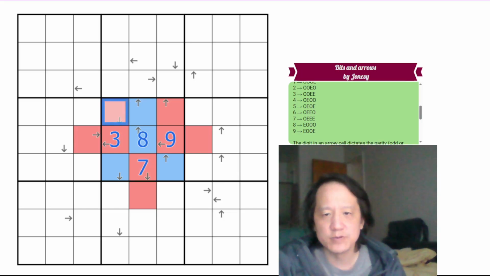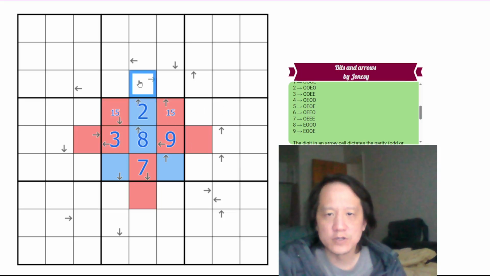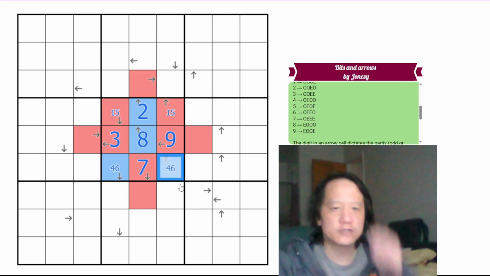This becomes a 1-5 pair. We have something odd, even, odd. Odd, even, odd. The only one that fits that is 2. Which means it's odd, even, odd, odd, even, odd. That means this is a 4-6 pair.